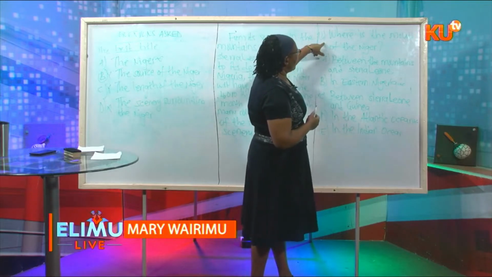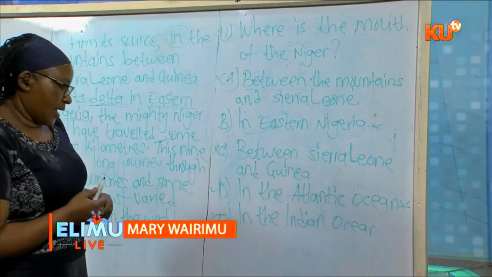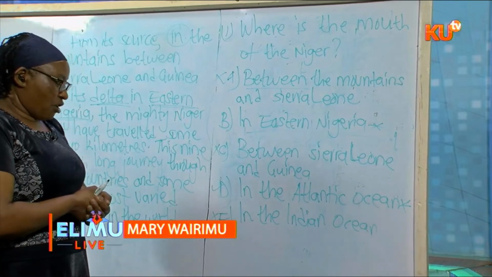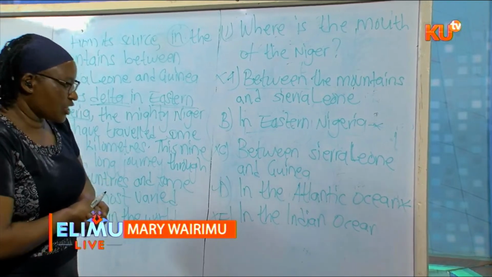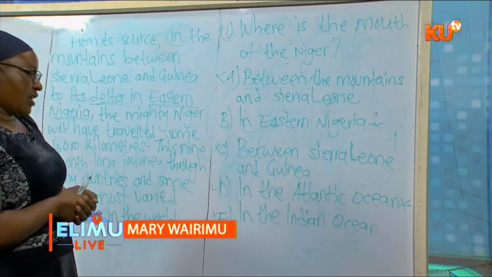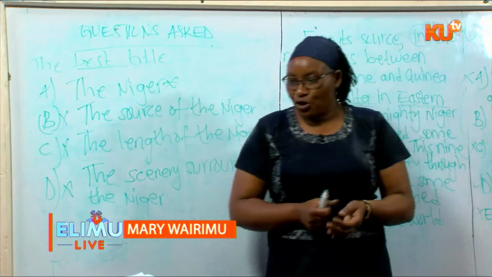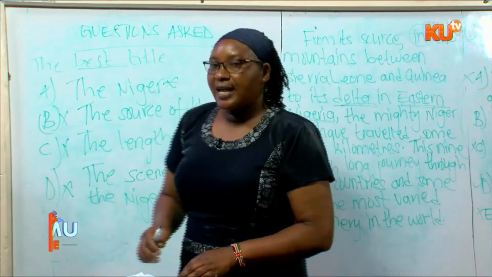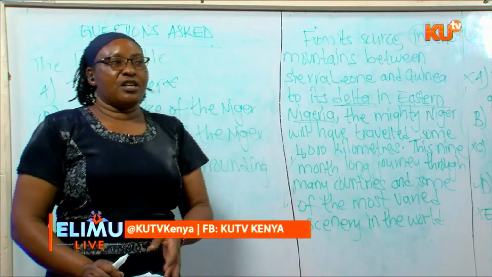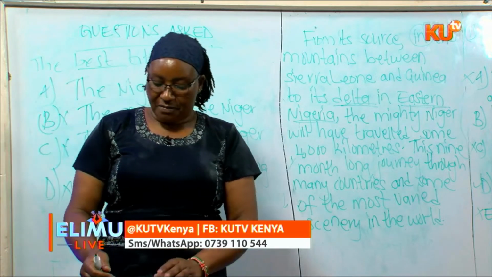So if I may go to this question, where is the mouth of the Niger? Don't say between Sierra Leone and Guinea or in the Atlantic Ocean. Say that the mouth of the Niger is in the Atlantic Ocean. This one will help you to get the correct answer as you are looking at the choices or when you are selecting the best alternative in the passage.